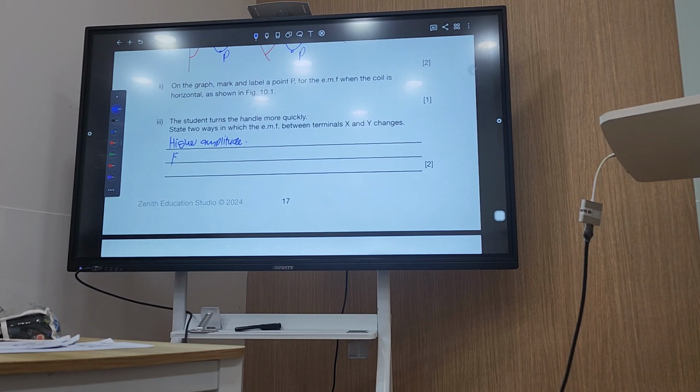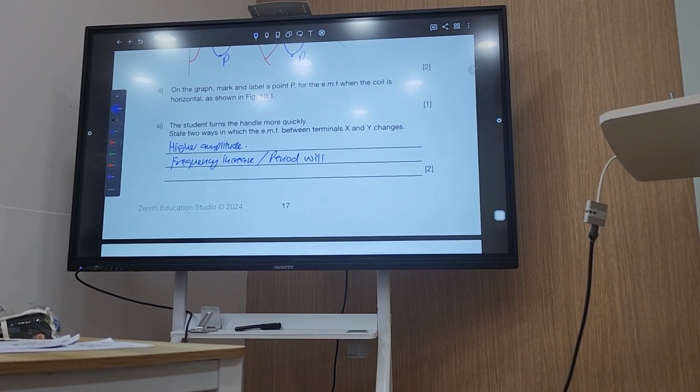I was expecting you to say your frequency will increase. Alternatively, you can say the period will decrease. Time taken for one revolution, period decreases, correct. Frequency increases. Yeah, nice.